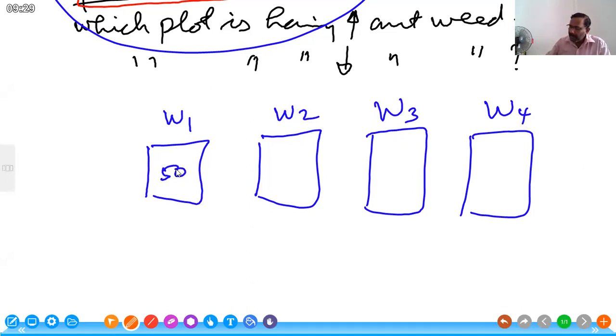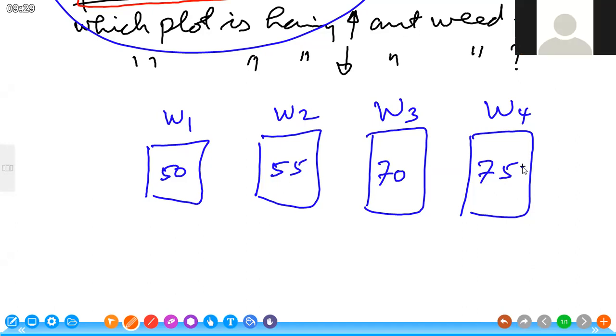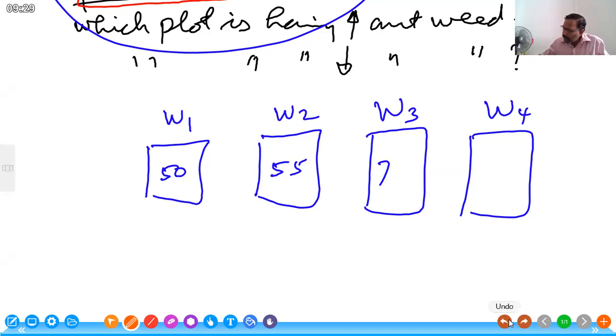Let's say I have 50 weeds here, 55 here, 70 here, 75 here. Do you think this is a good experiment? No, sir. Why? Means the numbers are different. Yeah, because we are not giving equal opportunity to see which weedicide is performing better, right?